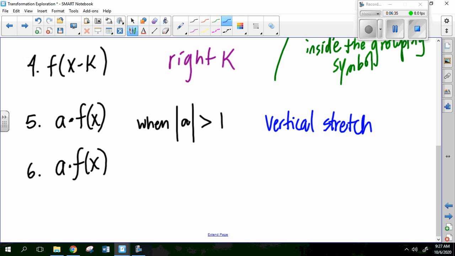But when that number in front was a fraction, and that fraction is between 0 and 1, that's how you talk about a number that's a fraction, smaller than 1. It has to be between 0 and 1. What happened to the graph? It got skinnier or wider? Wider. We call that a vertical shrink.